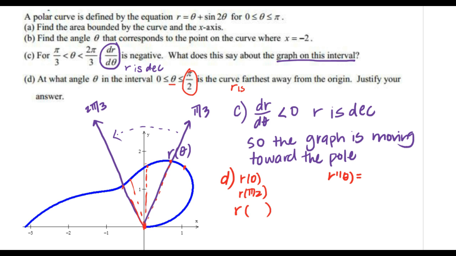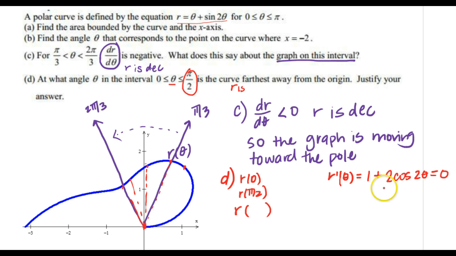So r prime of theta is 1 plus 2 cosine 2 theta. So I'm finding the derivative of this function r here, but I'm taking the derivative with respect to theta. So I don't need to do that whole process for finding dy dx. That's not what I'm trying to find. I'm trying to find r prime of theta. The variable is theta, so there's no need to do any other type of differentiation. So 1 plus 2 cosine 2 theta is the derivative. I want to know when that equals 0.